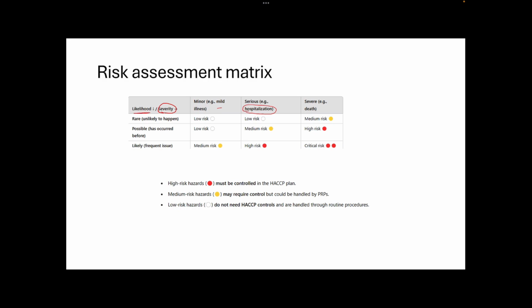How likely does it happen? Is it unlikely to happen? Rare? Possible? Has occurred in the past? Or likely, when it occurs frequently? It is a frequent issue. You create this matrix, and where the risk is high, here, here, here, then it must be controlled in the HACCP plan.